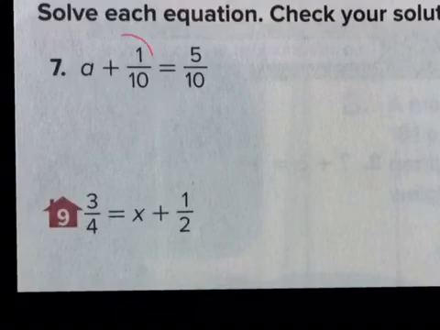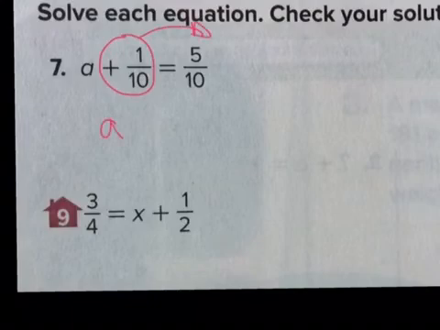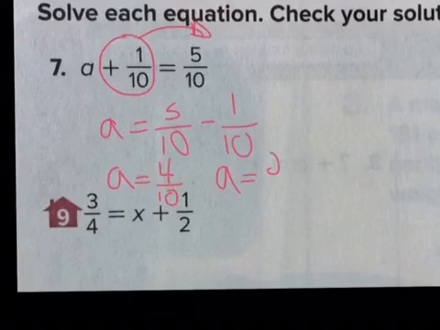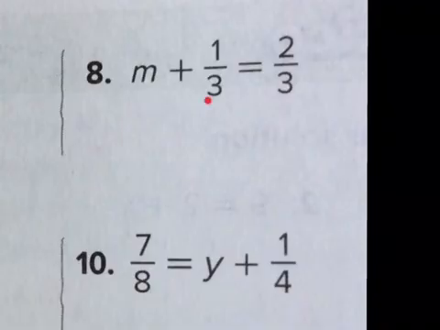A, for example, you're going to invert the operation, bring it over to the other side. So now you have A equals 5/10 minus 1/10, which equals A equals 4/10. But 4/10 can be simplified because they're both divisible by 2, which equals A equals 2/5. Okay, let's do the same for number 8. It's so nice that they give us the common denominator already, so it's easier to work with it.